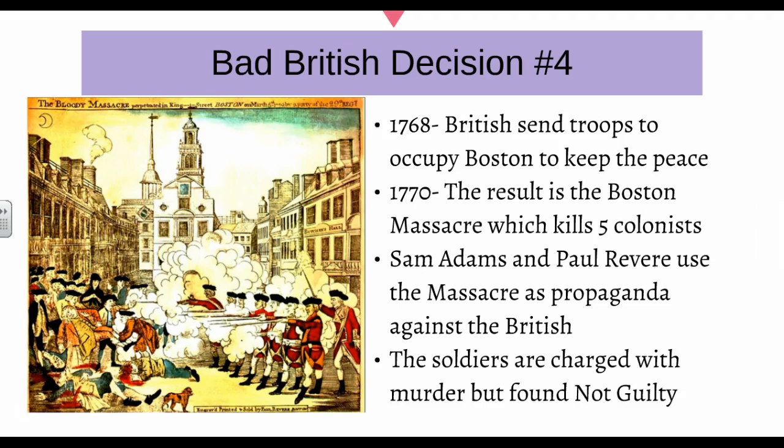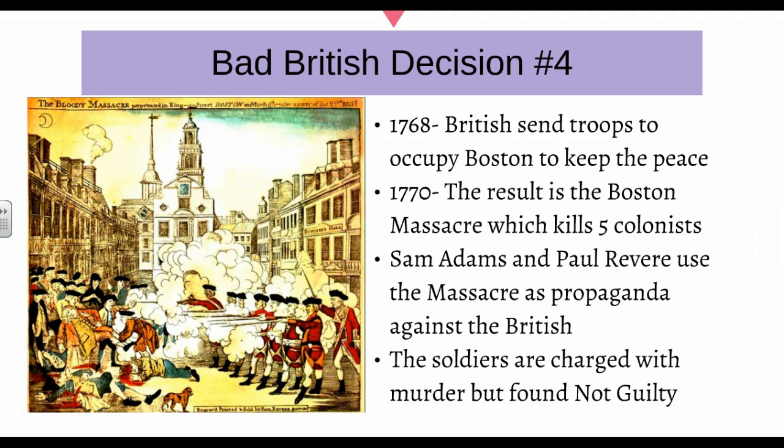Again, the details we're not 100% sure of, but whether it was accidental or on purpose, 5 colonists end up being killed. And the colonists go into a frenzy over this. In fact, Sam Adams and Paul Revere used the Boston Massacre as a propaganda piece.